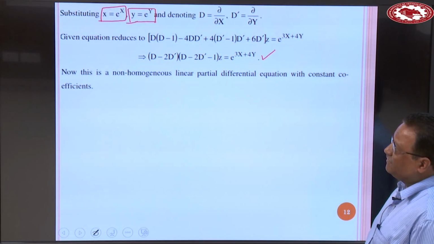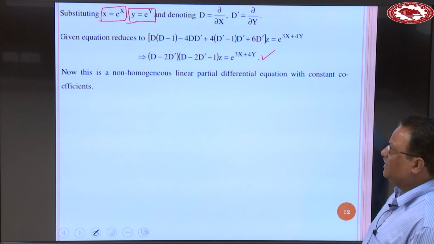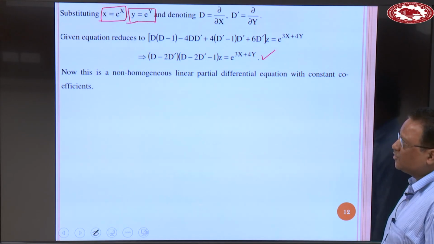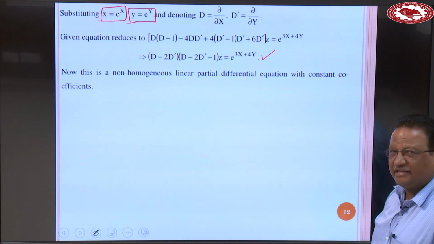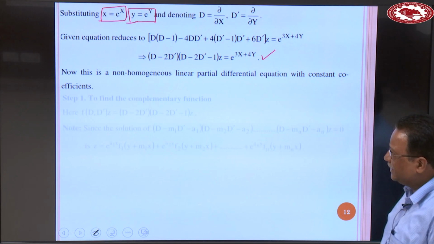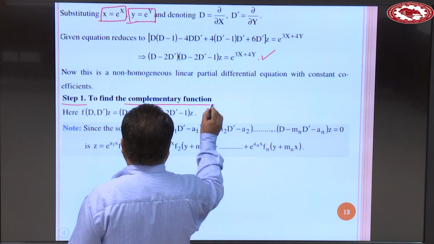And after substituting these new variables capital X, capital Y, you will get a non-homogeneous linear partial differential equation with constant coefficients, and these types of problems we can solve easily. The process is the same: find first the complementary function and then the particular integral. So again, step 1 is to find the complementary function for this problem.